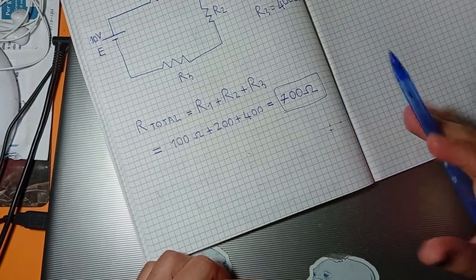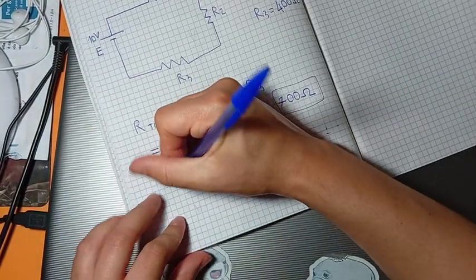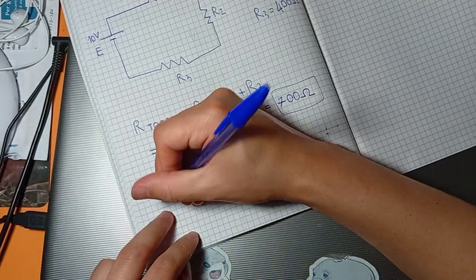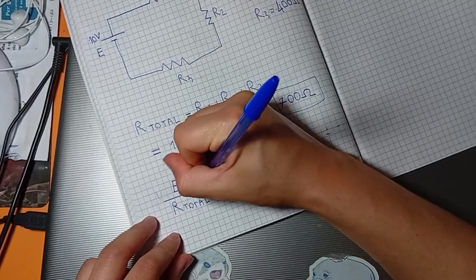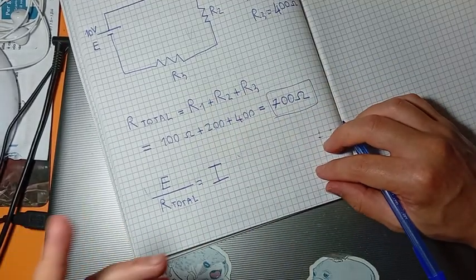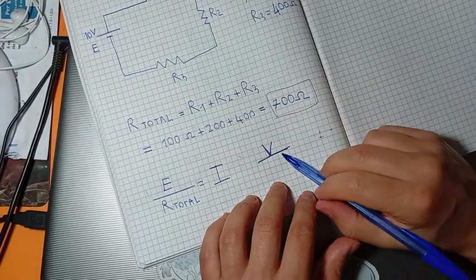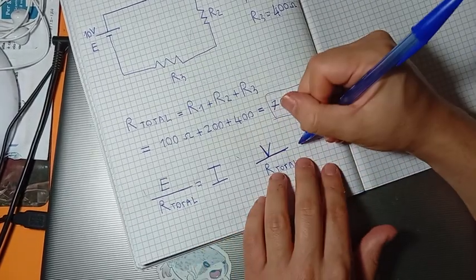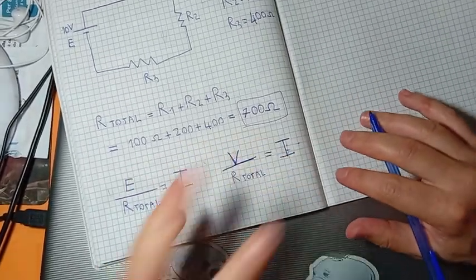And how do I calculate current? How can I calculate current? Well, I just have to do this. Generator voltage divided by the total resistance of this circuit. And in this way, I'll find the current. To write it better, total voltage divided by total resistance. In this way, I'll find current.